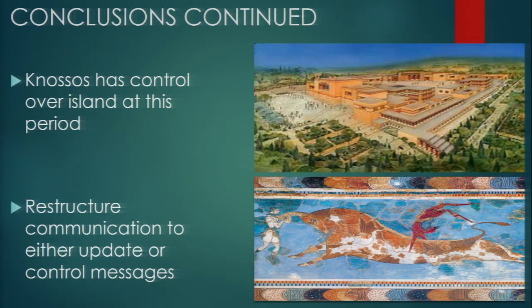During this time in the Neopalatial period, Knossos, the main palace, was beginning to take control over the island and went about restructuring the communication network of the previous periods, either to update it or to take control of the communication channels. It is likely that the reason the eastern part of the island still has a dense network of peak sanctuaries is because Knossos would have still needed fast communication with their periphery sites.